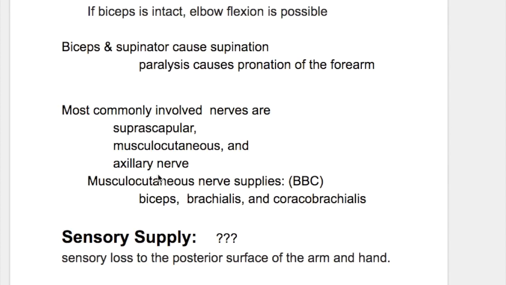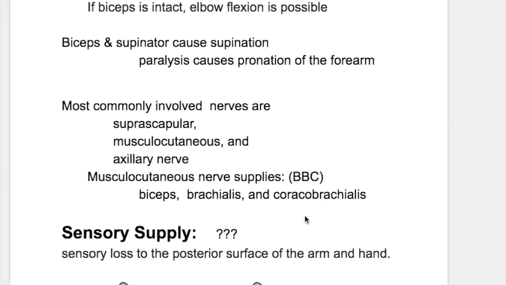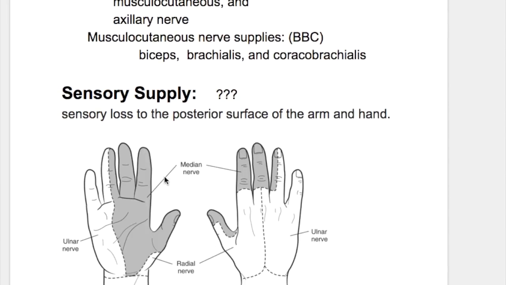Most commonly involved nerves are suprascapular, musculocutaneous and axillary. Musculocutaneous nerve supplies BBC: biceps, brachialis and coracobrachialis. And what's the sensory supply?